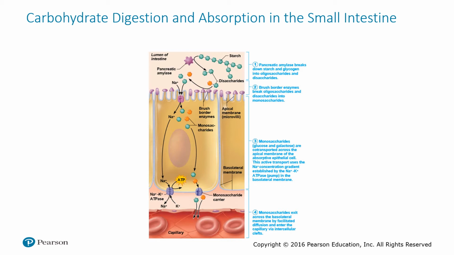The monosaccharides are co-transported across the apical membrane of the absorptive epithelial cell, mostly by secondary active transport with sodium. And there's a concentration gradient established by the sodium-potassium ATPase pump. This pump is located in the basolateral membrane. You can see that on the bottom of your screen, right above the capillary. And then finally, once the monosaccharides are transported, they will exit across the basolateral membrane by a process known as facilitated diffusion.